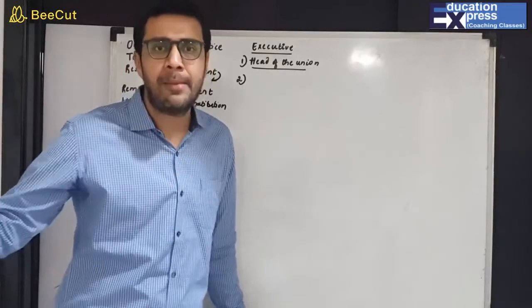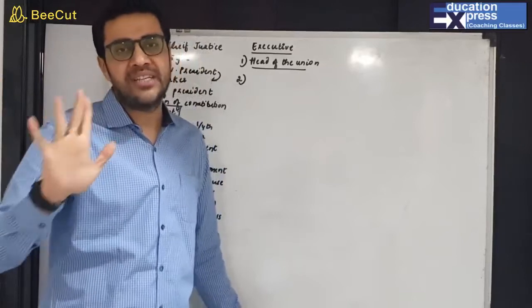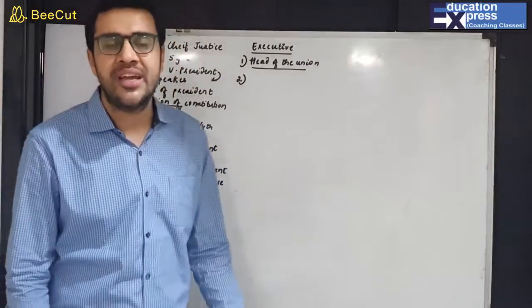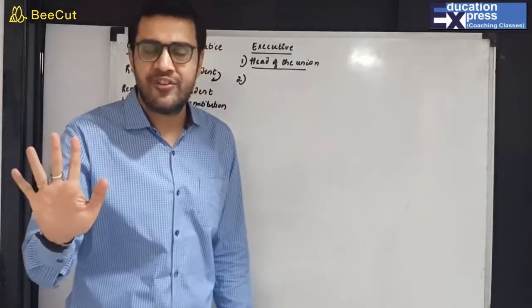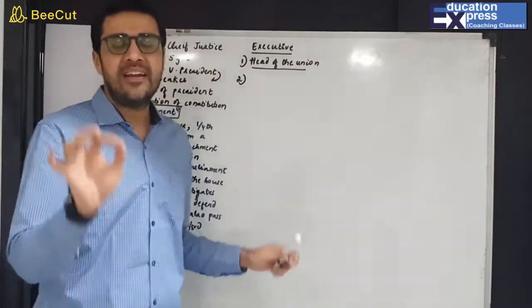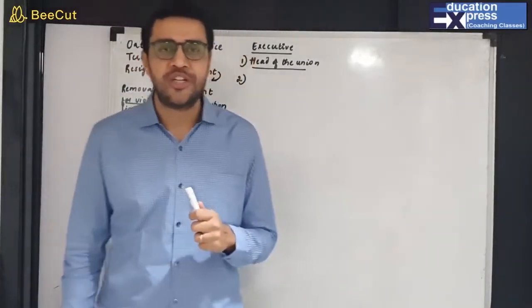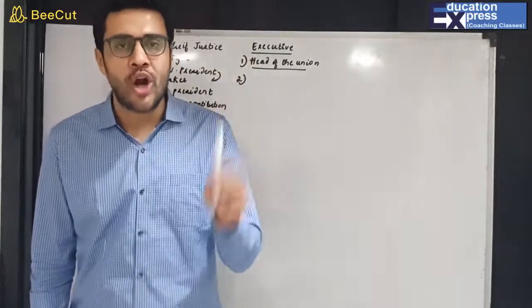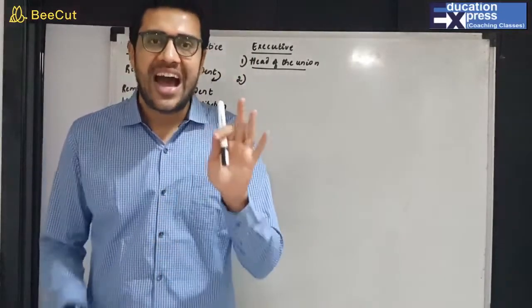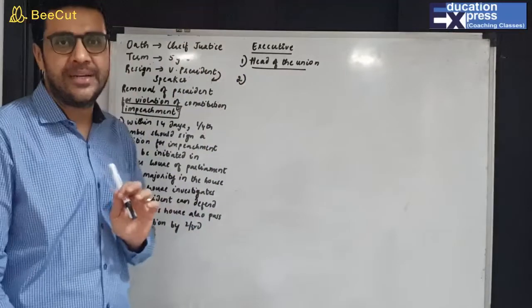कोई भी order country में pass होता है, they are always in the name of the president because he is the head of the union administration. Done? First point इतना ही है. What will you write inside? The president is the head of the union administration. All important orders are passed in the name of the president.